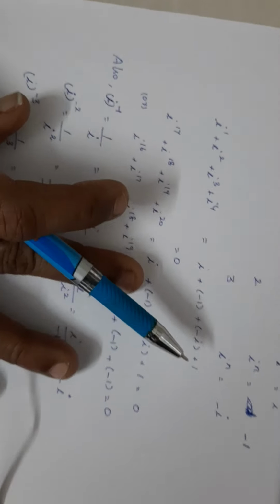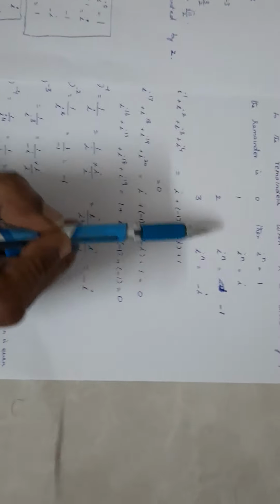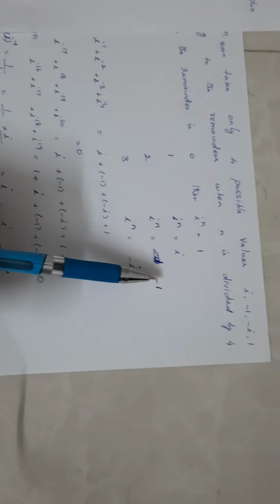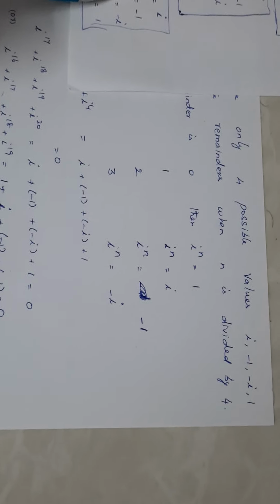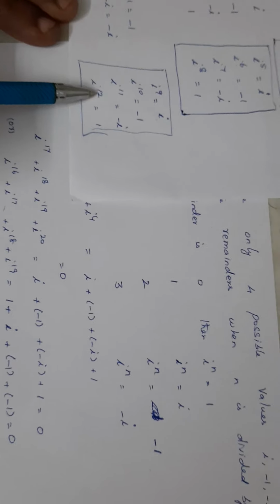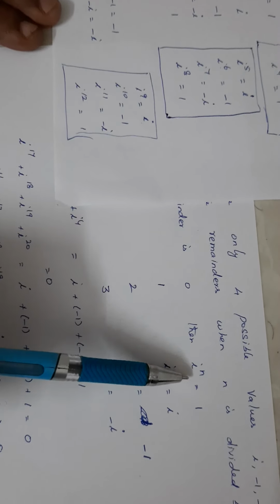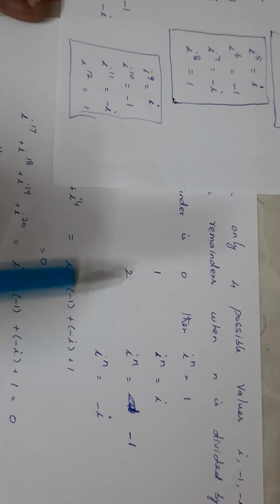So let us explain this by using the examples here. Now look at this, I power 9. When it is divided by 4, the remainder will be 1. So it is equal to I. Then when it is 10, if it is divided by 4, the remainder is 2. If the remainder is 2, it is equal to minus 1. Then I power 11. When 11 is divided by 4, the remainder will be 3. If the remainder is 3, I power n is equal to minus I. So again we have minus I here. Then I power 12, it is divisible by 4. The remainder is 0. If the remainder is 0, then I power n is equal to 1. So in this way, we can find out the power of I, whatever the power may be.